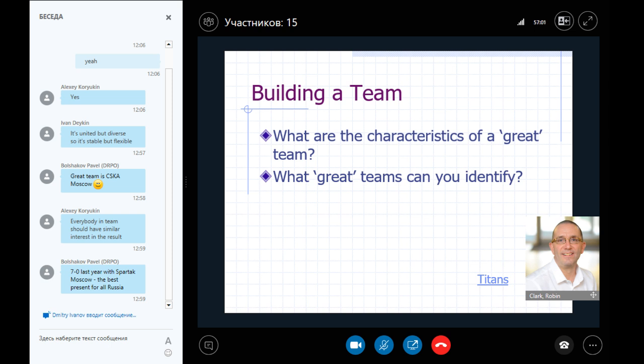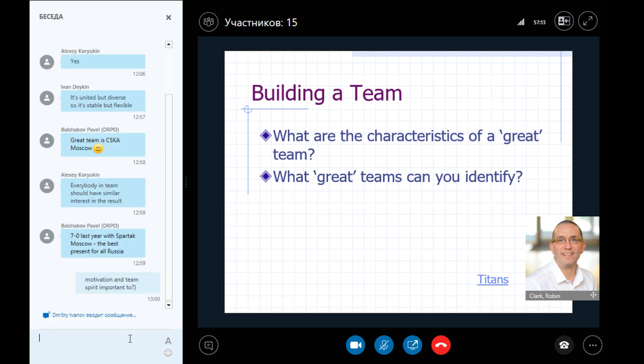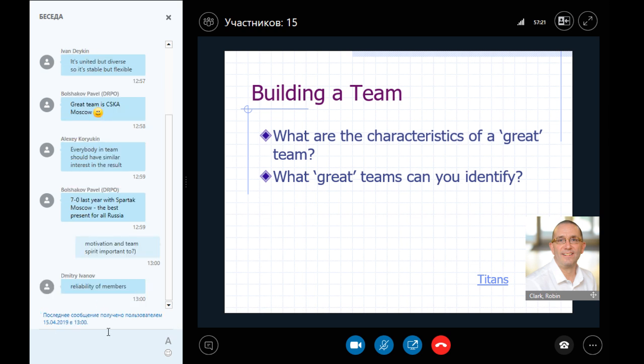Someone else has put, everybody in the team should have a similar interest in the result. Of course, it's really important. It's that idea of a common goal. If everybody has the common goal, then they're all going to be interested in achieving it. And at the end of the day, not only just achieving it, but also hopefully getting some sort of recognition or reward for it as well.